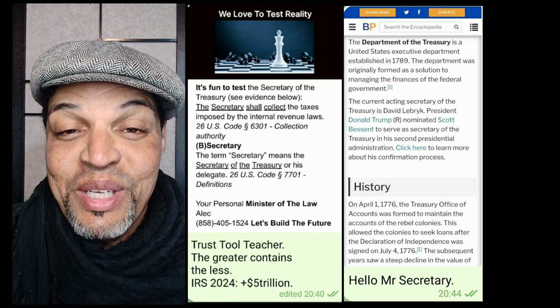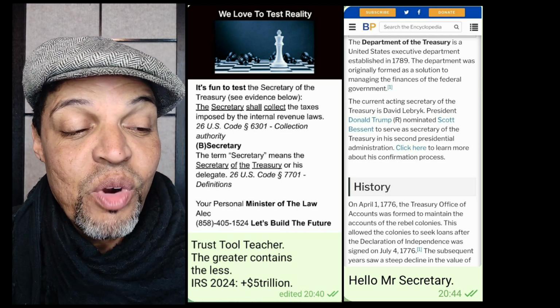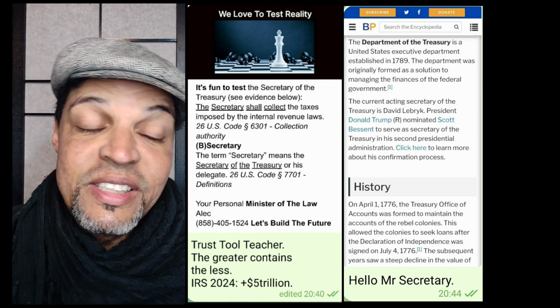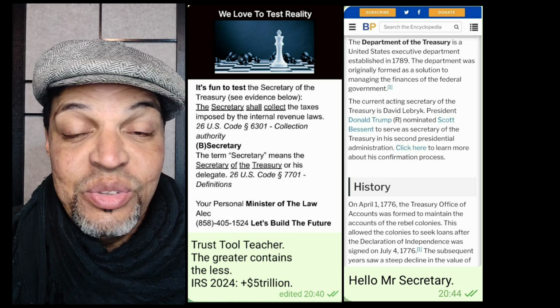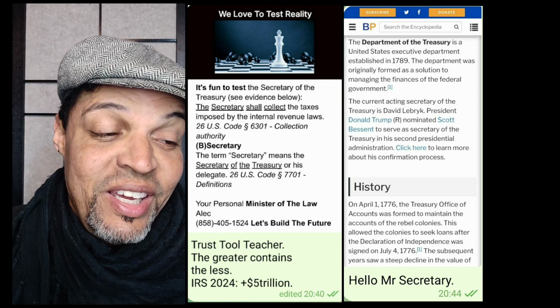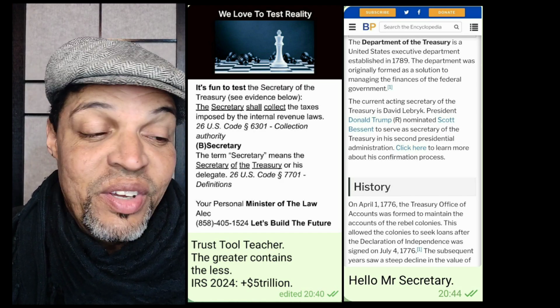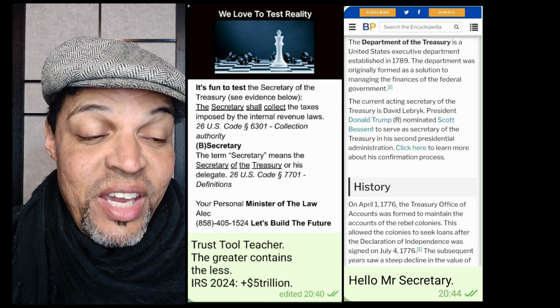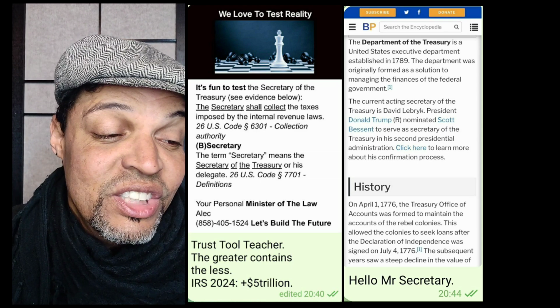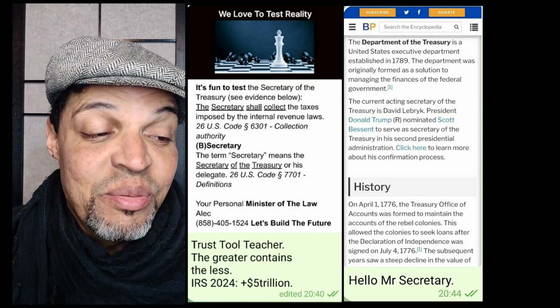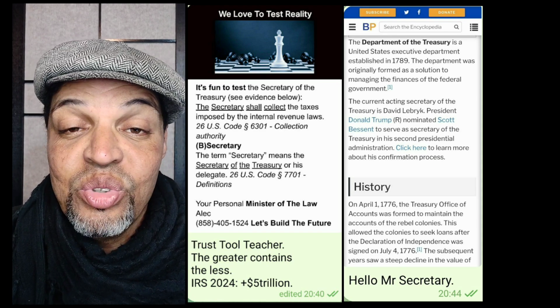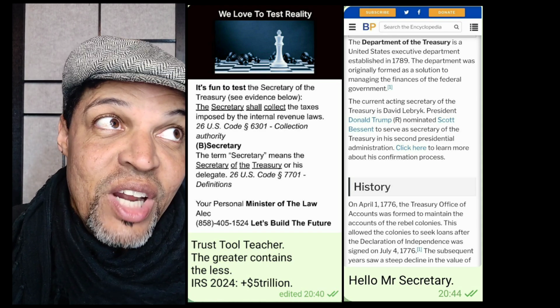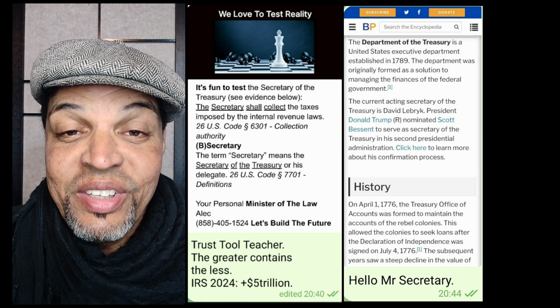We're going to show you this bit because we pulled some words from the Title 26 U.S. Code. We're just going to show you some key words right now. Focus on the underline. It says the Secretary shall collect. Repeat, the Secretary shall collect the taxes imposed by the Internal Revenue laws. So that's what the Secretary does. They're the collector.